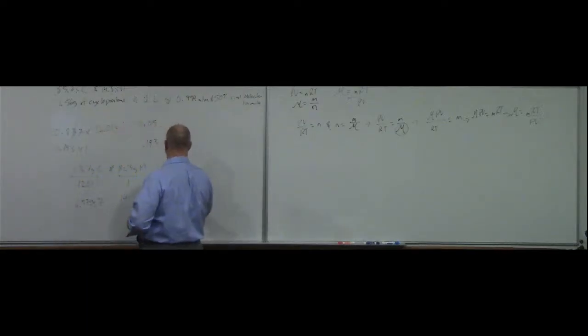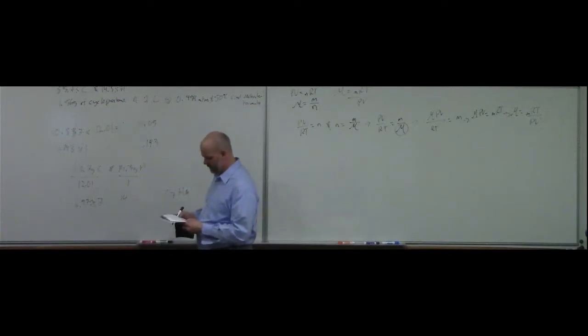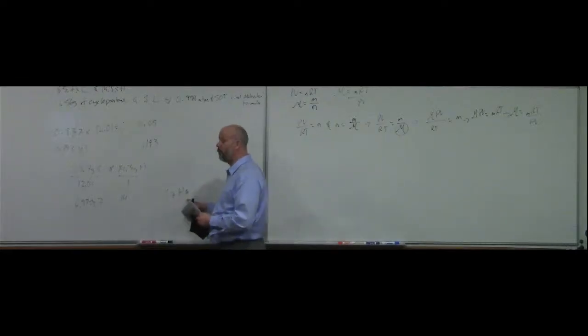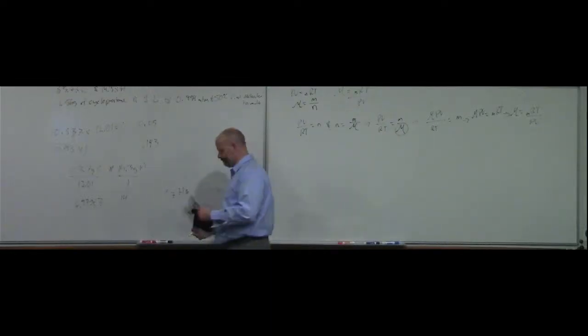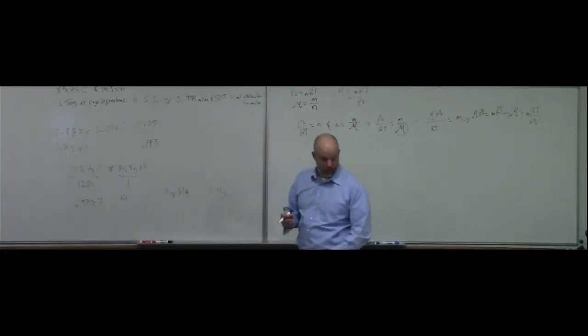So C7H14. And did they like that? Is that what they got? Okay, but we're going for empirical, right? So I can simplify this, divide everything by 7, so I'm going to get CH2, right? Okay, very good.